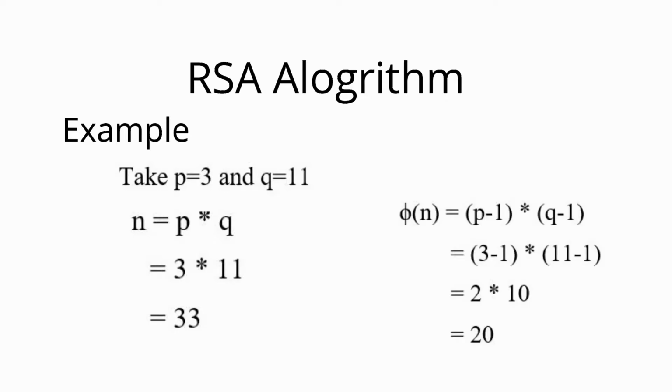Now it's time to calculate phi n. We also have a formula for phi n. Substitute the values for p and q. It gives phi n equal to 20.